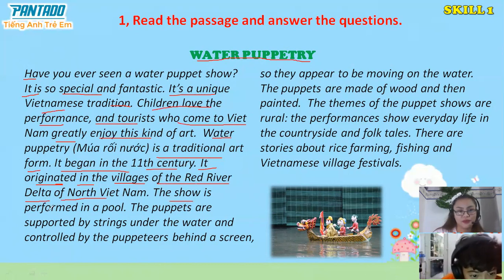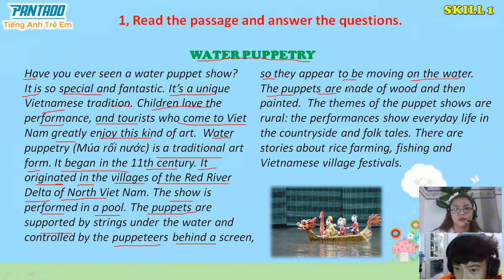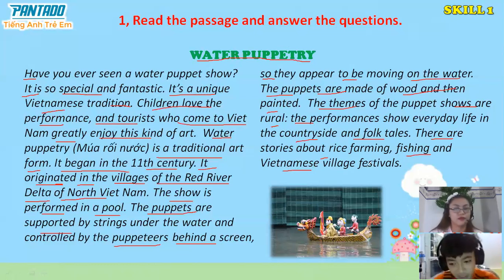The show is performed in a pool. The puppets are supported by strings under the water and controlled by the puppeteer behind the screen, so they appear to be moving on the water. The puppets are made of wood and then painted. The changes of the puppet shows are real. The performance shows everyday life in the countryside and folktales. There are stories about rice farming, fishing, and Vietnamese village festivals.